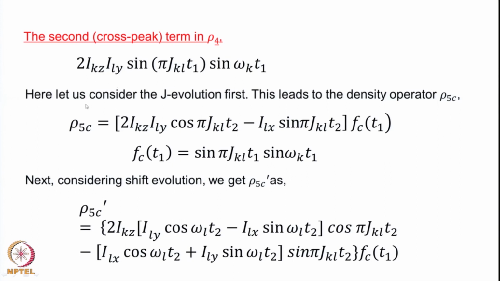So, in this case we shall evolve the J first. Under the influence of the J coupling we will evolve this operator. So, if I call this rho 5C, I get here 2 ikz ILY cosine pi j k L T2 minus ILX sin pi j k L T2 FCT1. FCT1 is this term here, sin pi j k L T1 sin omega k T1, I represent it as FCT1.